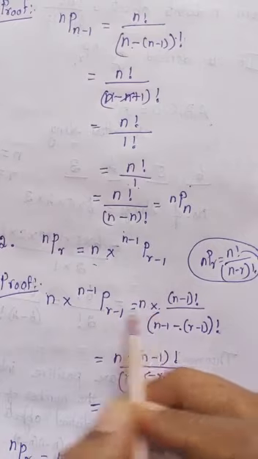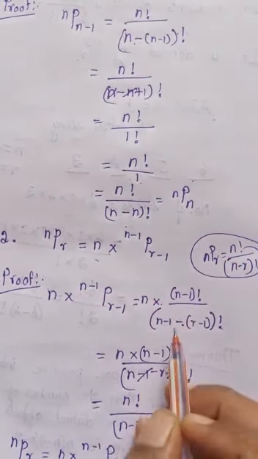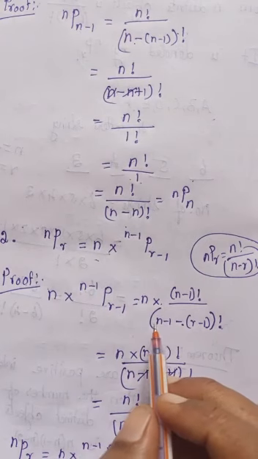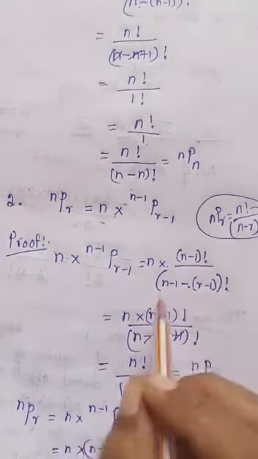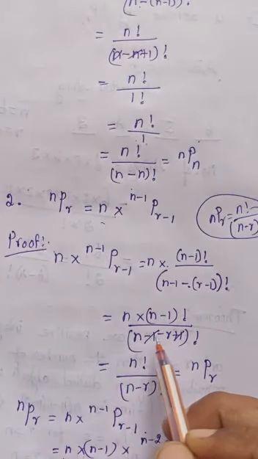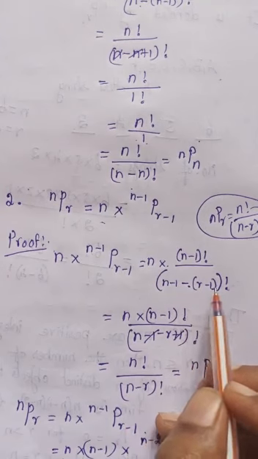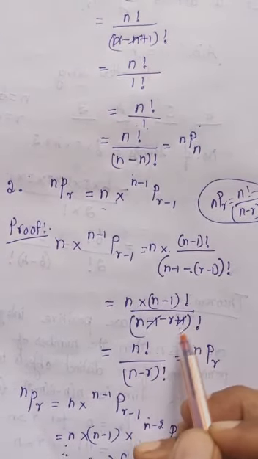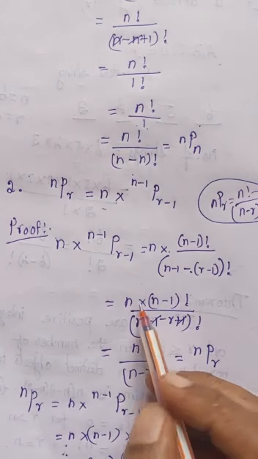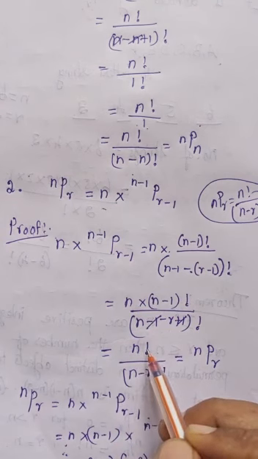equals n into, substitute in the formula, (n minus 1) factorial by (n minus 1) minus (r minus 1) factorial. See, n into (n minus 1) factorial by n minus 1, give the minus inside, minus r, minus into minus, plus 1 factorial. Now minus 1 and plus 1 will get cancelled. See here, n into (n minus 1) factorial is n factorial, isn't it?